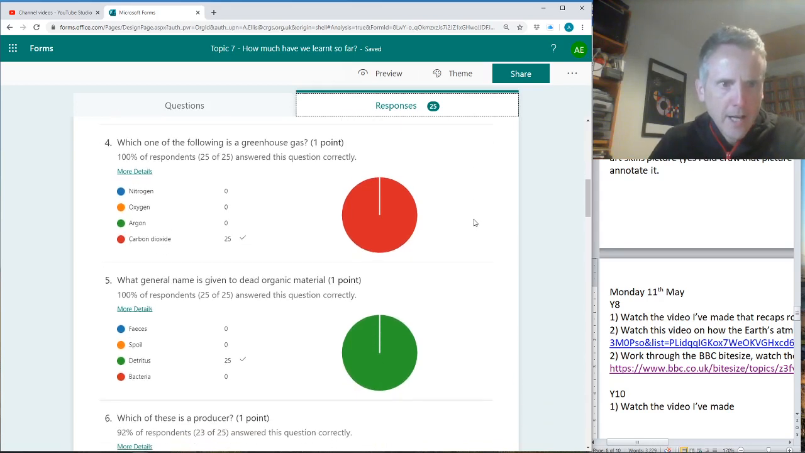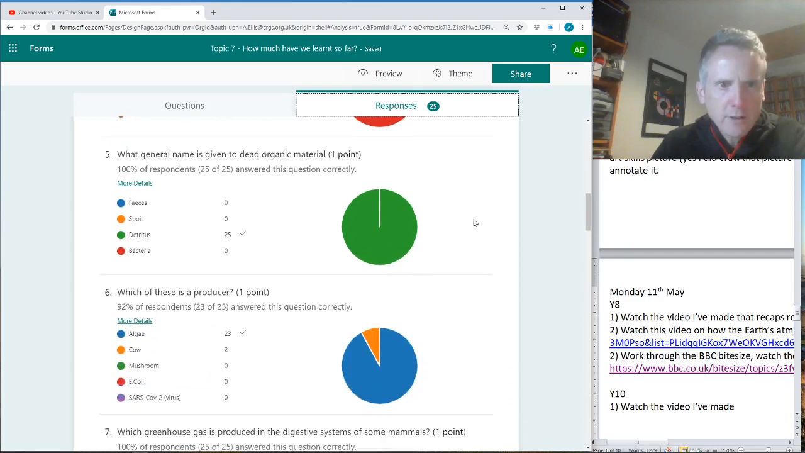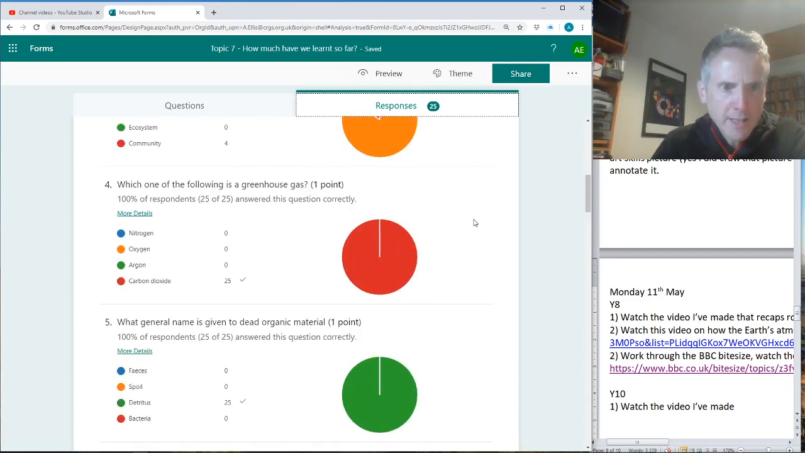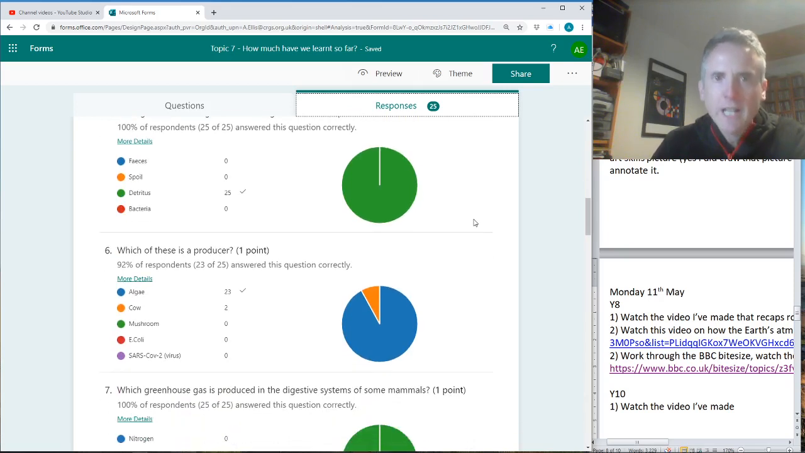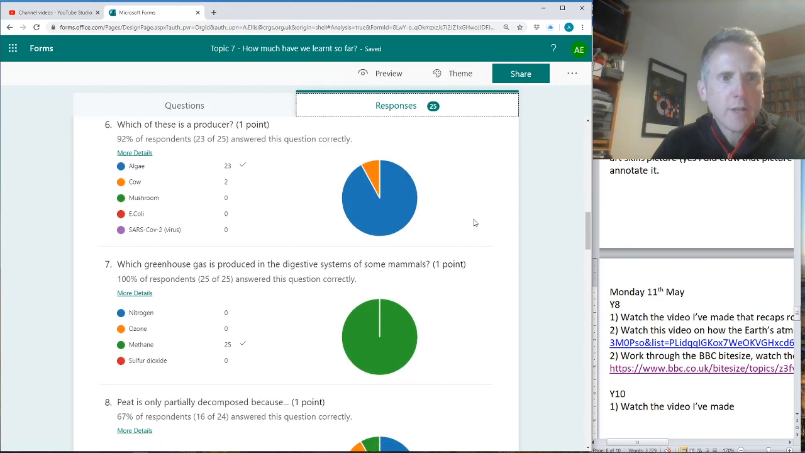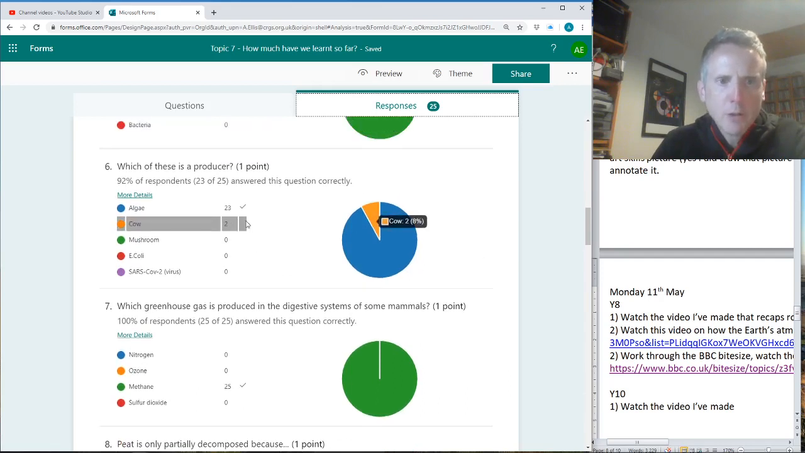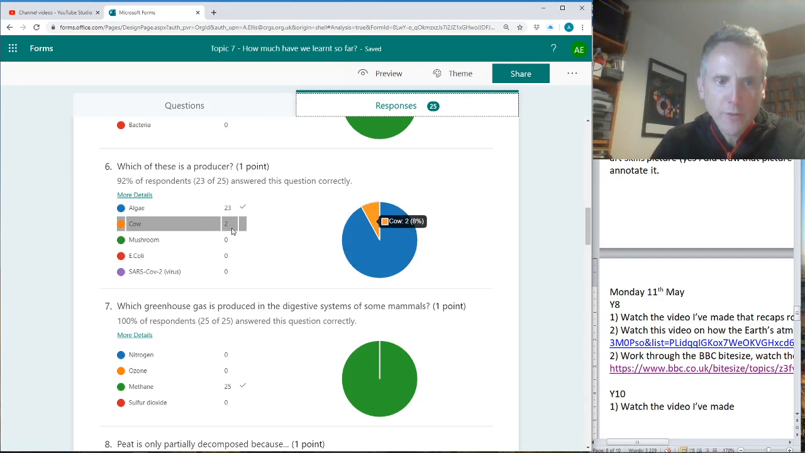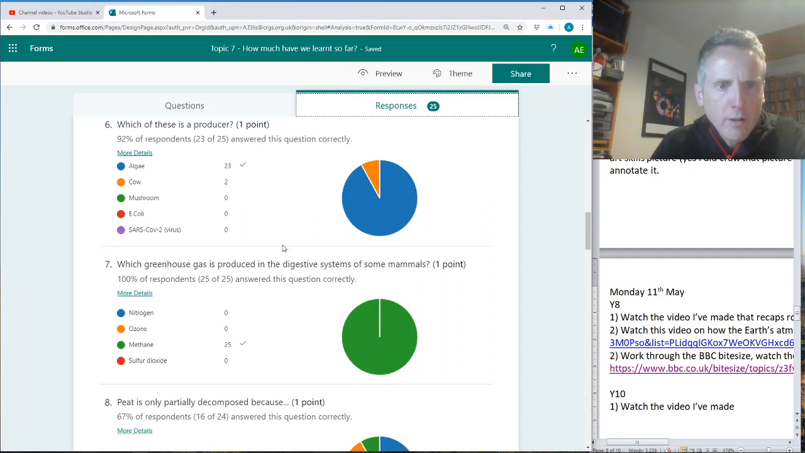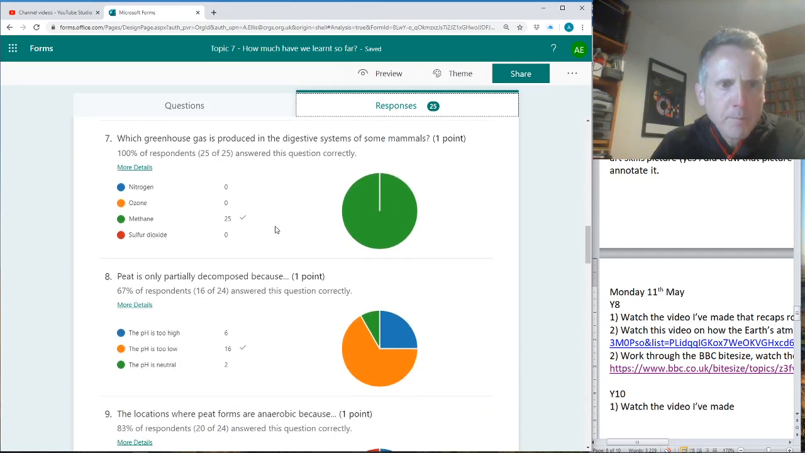Number 4, which one of the following is a greenhouse gas? Everyone got that? Perfect. Carbon dioxide. Methane's not an option, but would have been right as well. Yeah, everyone's getting detritus. Again, you use the word detritus in your answers. Really good. Producers. Yeah, producers make their own food. So algae and plants are producers. Cows are primary consumers. They are herbivores, for some of you who put them. No one put the virus that's annoying the world at the moment.